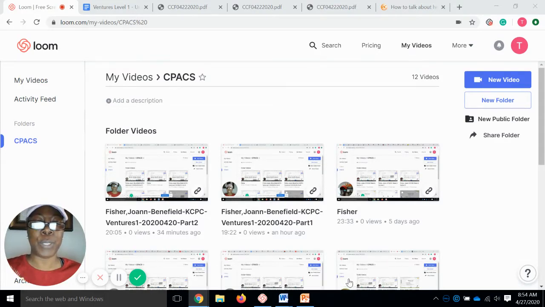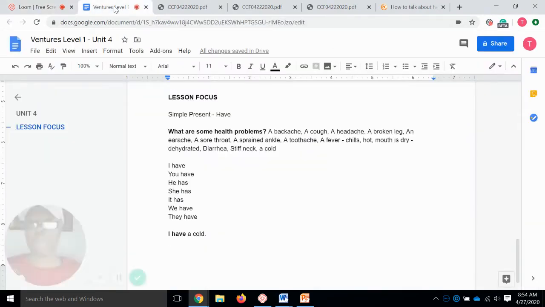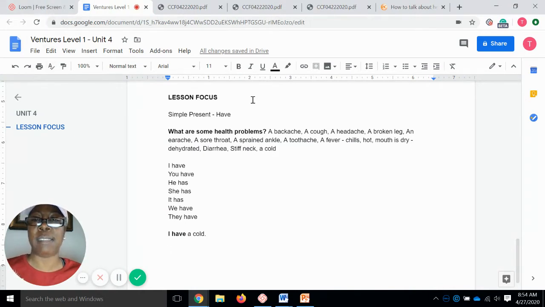We are going to get into the next part of our lesson for Unit 4. So the lesson focus for this section is the simple present of the verb have, or to have. Okay, to have. So that's going to be our lesson focus. But let's first do a quick review of what we've studied so far.